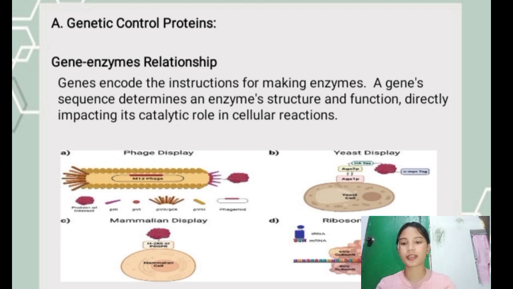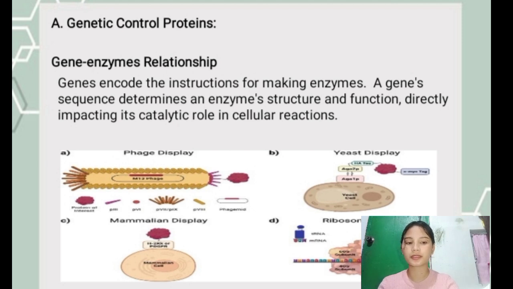Genes encode instructions for making enzymes. A gene's sequence determines an enzyme's structure and function, directly impacting its catalytic role in cellular reactions. The gene-enzyme relationship is a cornerstone of cellular function, operating through the process of gene expression. A gene's DNA sequence is first transcribed into messenger RNA, mRNA, carrying the genetic code to the ribosomes.